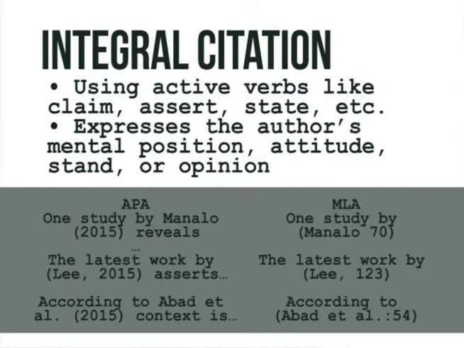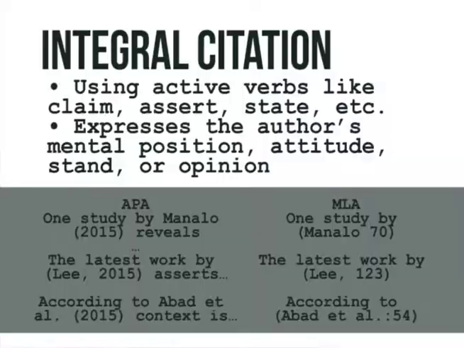So there are two types of citation. We have integral citation and the non-integral citation. In integral citation, you use active verbs like claim, assert, argues, states, etc. It expresses the author's stand, mental position, and attitude or opinion. So you prioritize or you emphasize the author, not the article. Example, one study by Manalo 2015 reveals, or the latest work of blah blah blah asserts, like that.